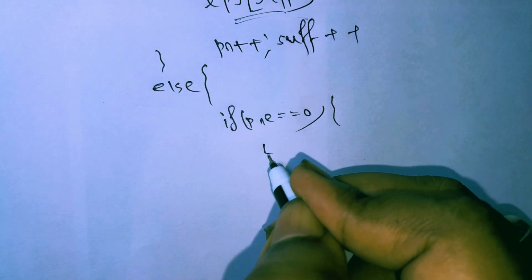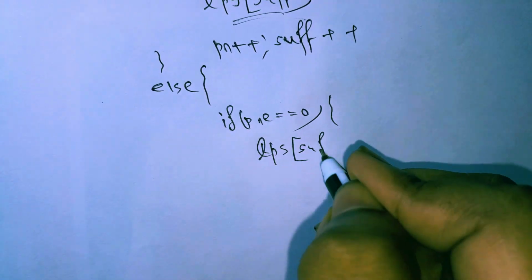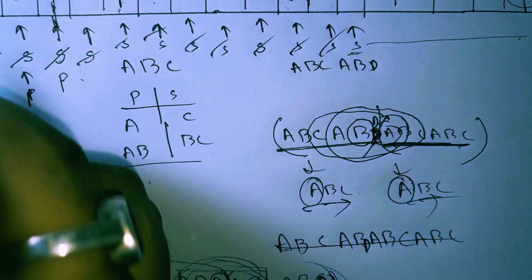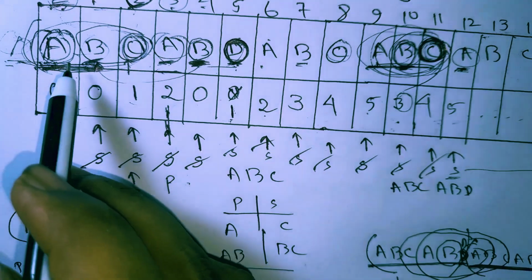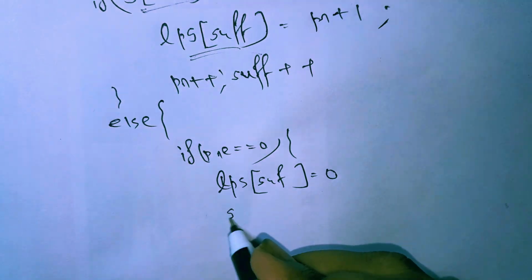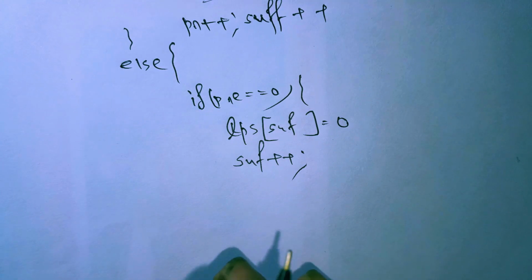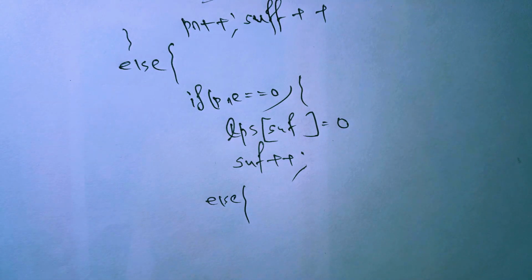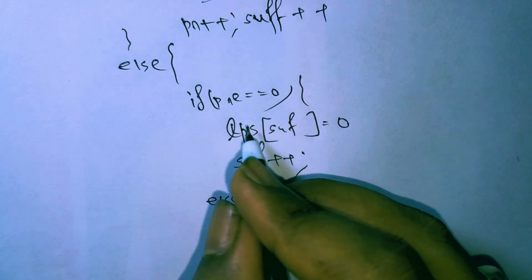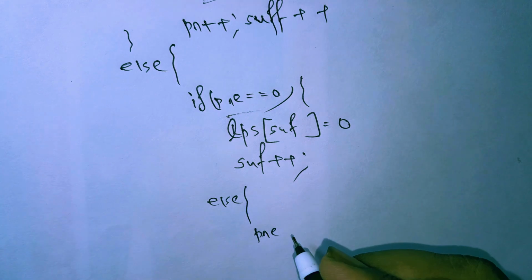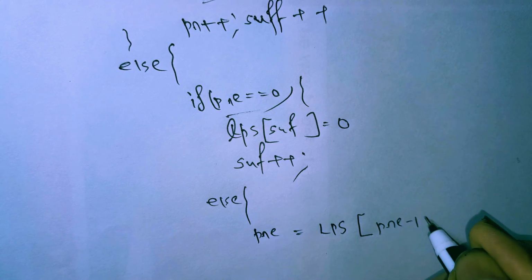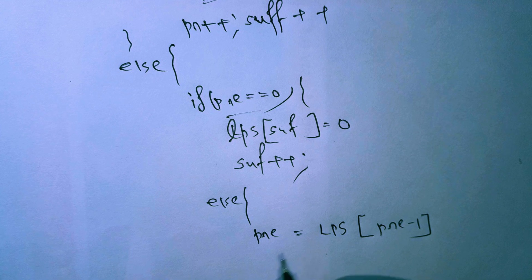So I will put my LPS of suffix is equal to 0, which means after comparison, if I am not getting any element, then I will put it as 0, and I will increase the suffix. Always I will increase the suffix. Else, suppose this P is not 0, then what I will do, pre is equal to LPS of pre minus 1.